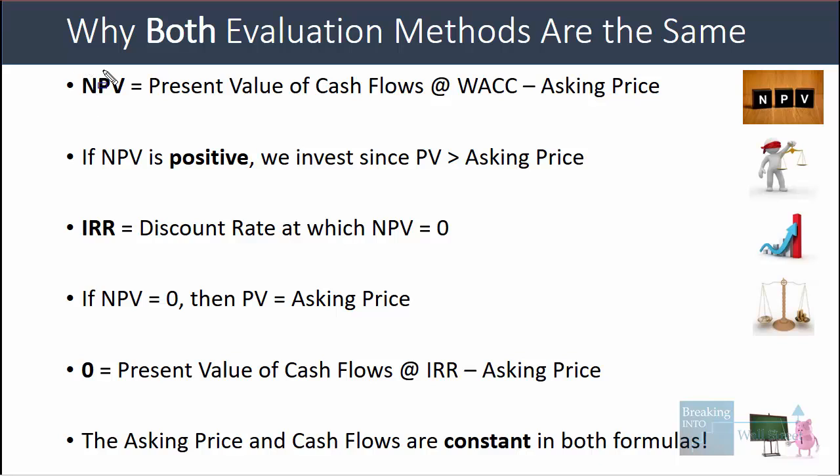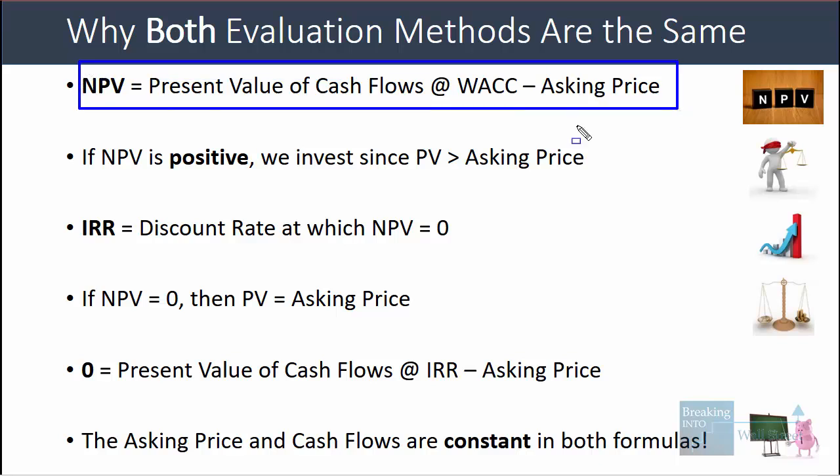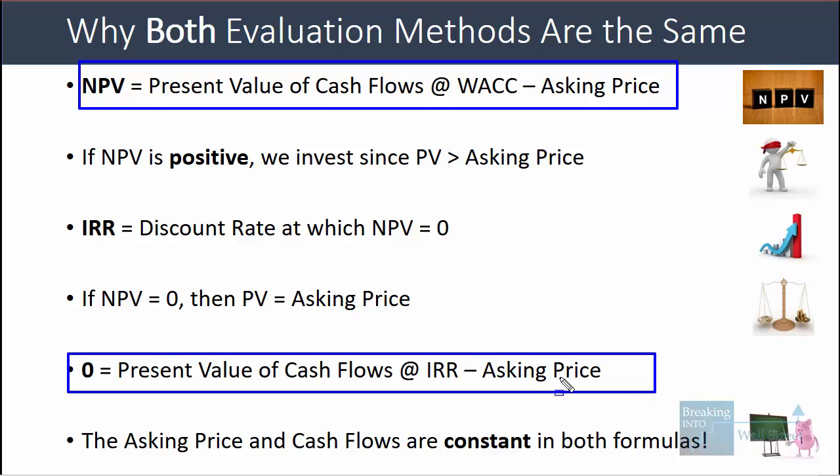So if you look at the formula for normal NPV here, and if you assume it's positive, for example, and then if you look at the formula involving IRR and what it means, the asking price is the same exact number in both, and the cash flows are also the same. Now, the present value is not the same because they're discounted at different rates, but the cash flows and the asking price are the same. What this means is that we have two equations with constants and two variables that we have to solve for.